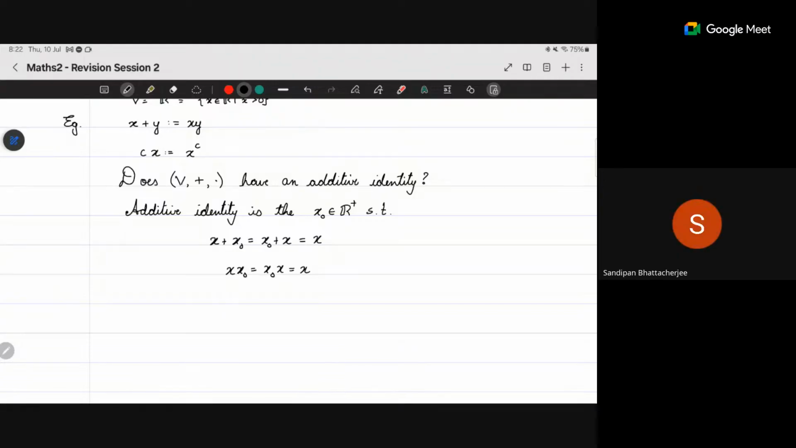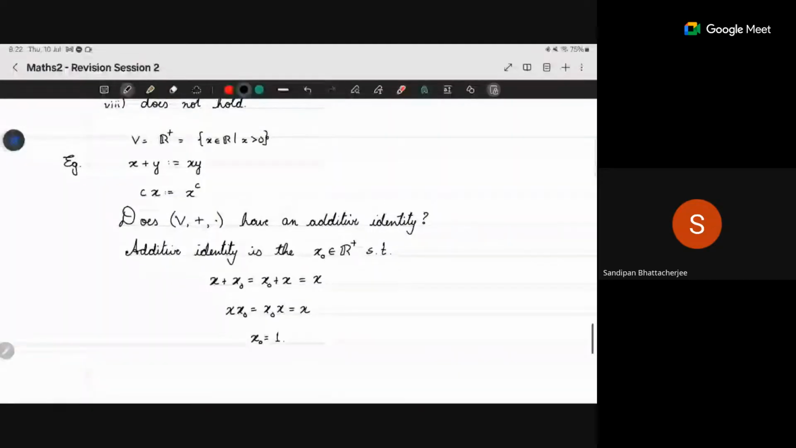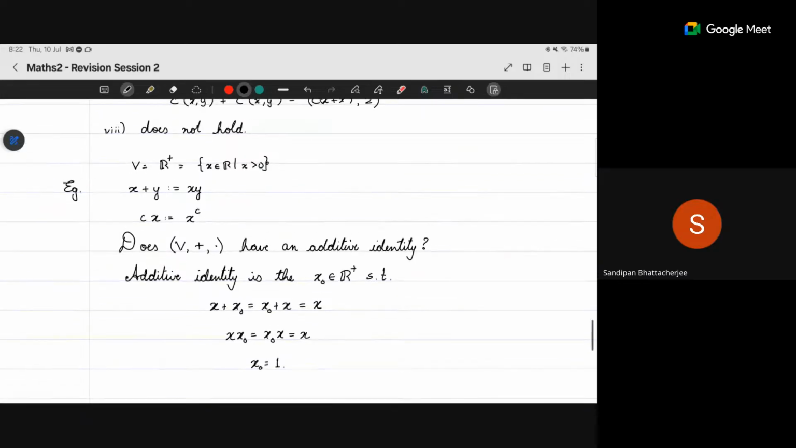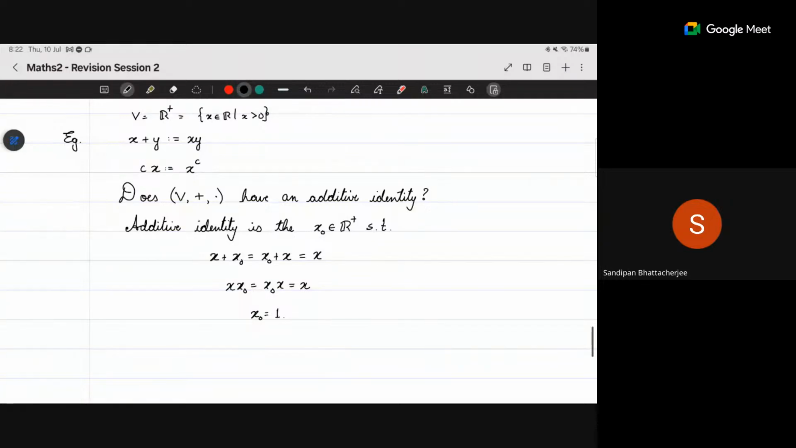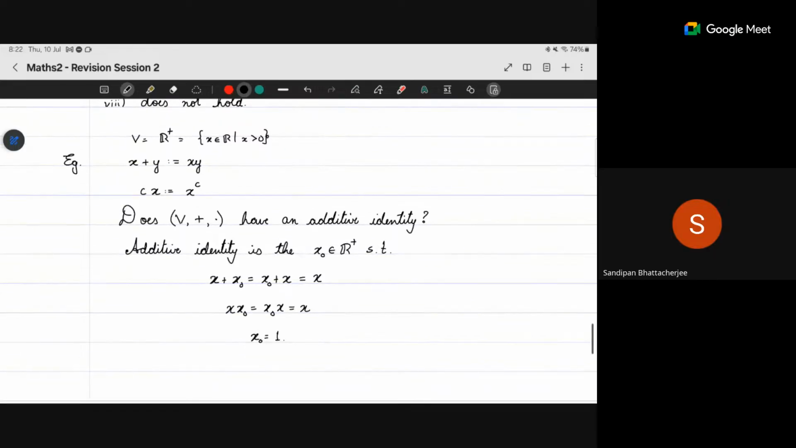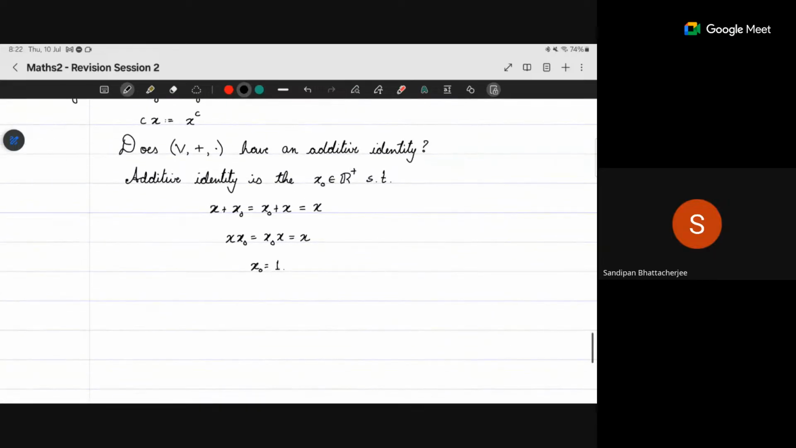And that would be 1, 1 only. I mean, the vector would be 1, 1. Not 1, 1. There's no two coordinates. There's just one. So x naught is equal to 1. There's no y naught. We are just dealing with R plus. It's not R plus cross R plus or anything. It's not a two-dimensional space. It's only a one-dimensional space. So 1 is the additive identity over here.